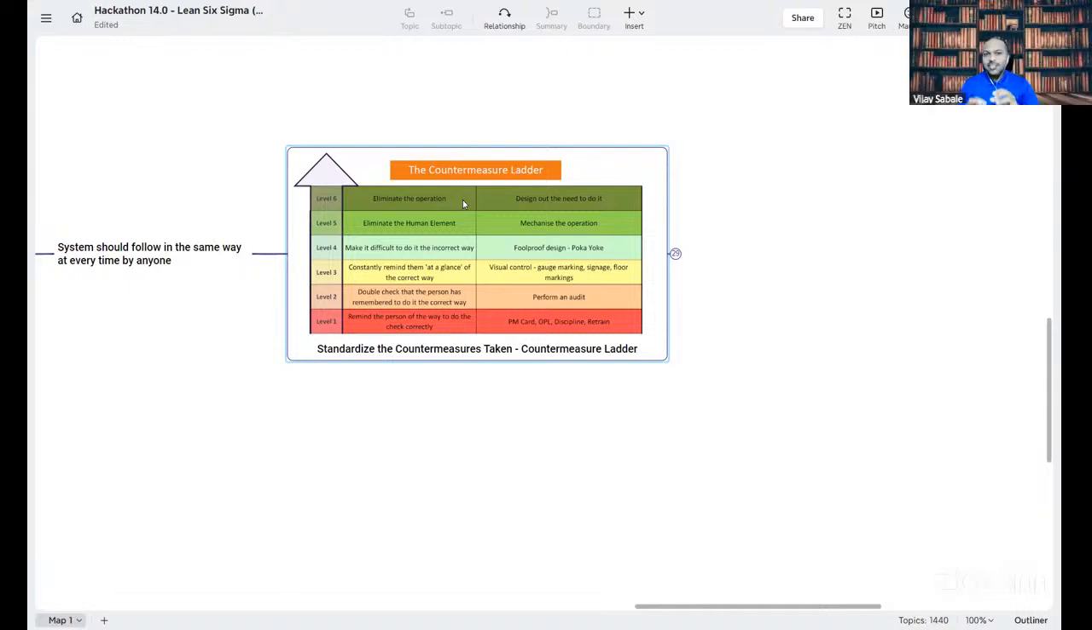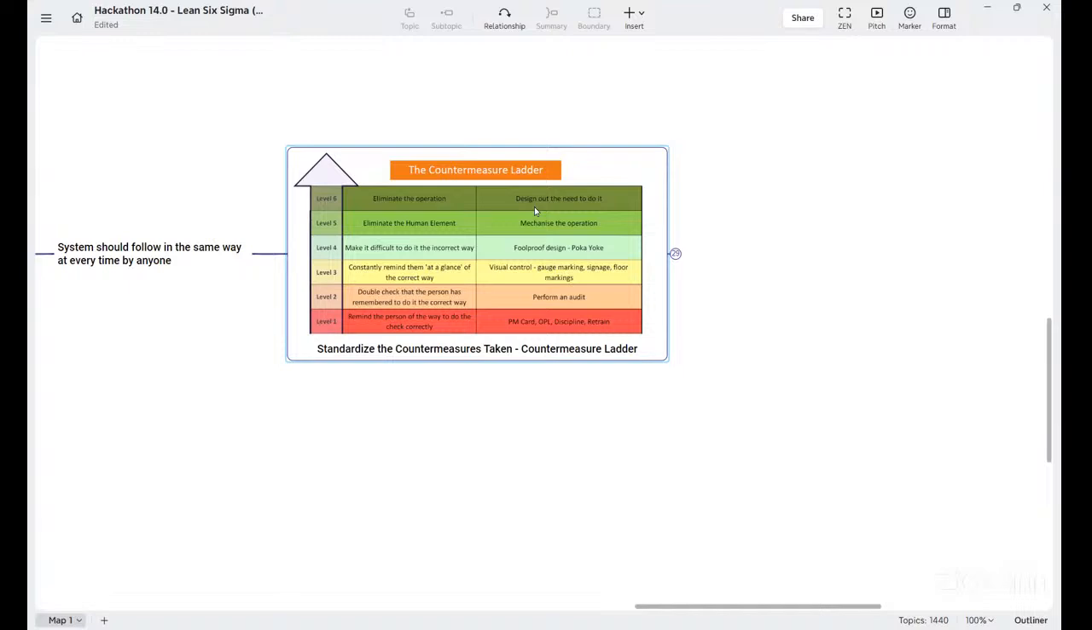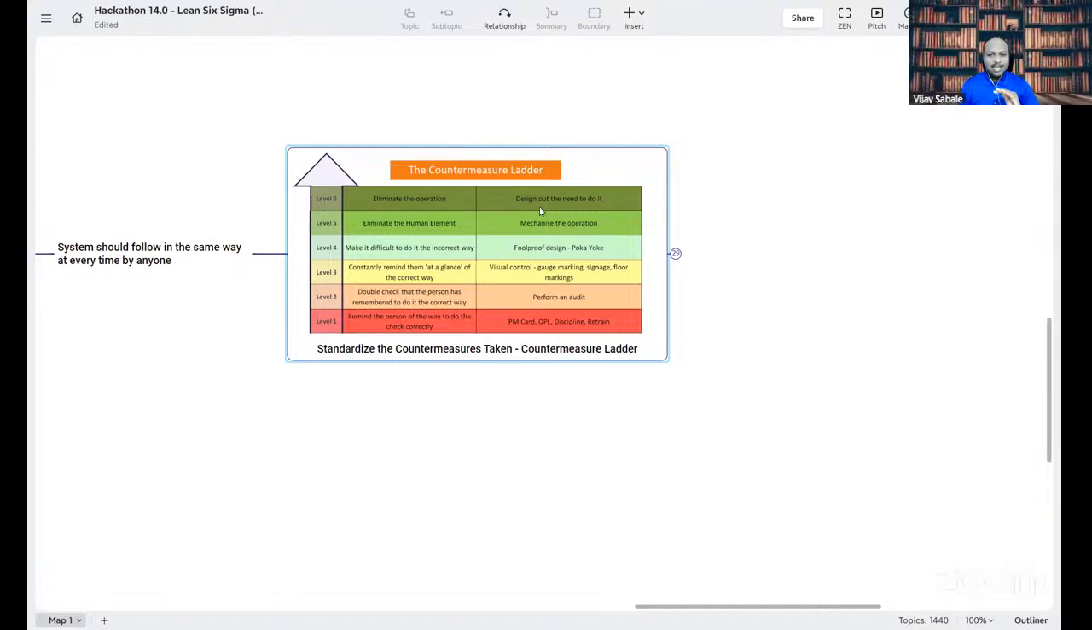So what is the issue there? The issue happens because there is a square. If you remove that square and modify the roads in such a way that there is only one-way transportation, or there are flyovers, they eliminate the problem. What is the problem here? There's a square, and because of that they face the problem. So if there is no square, no problem. But it requires the design change. Look at level 6: design out the need to do it.